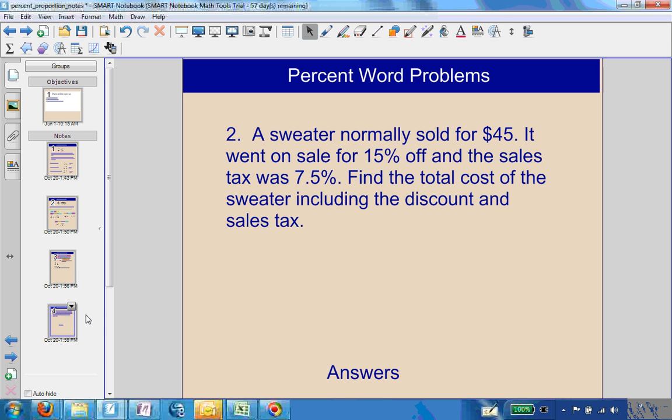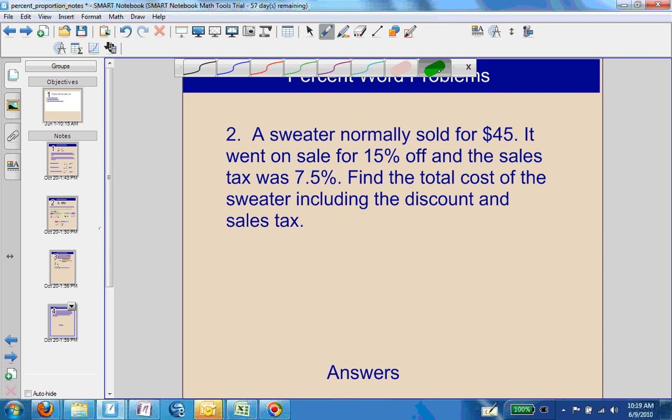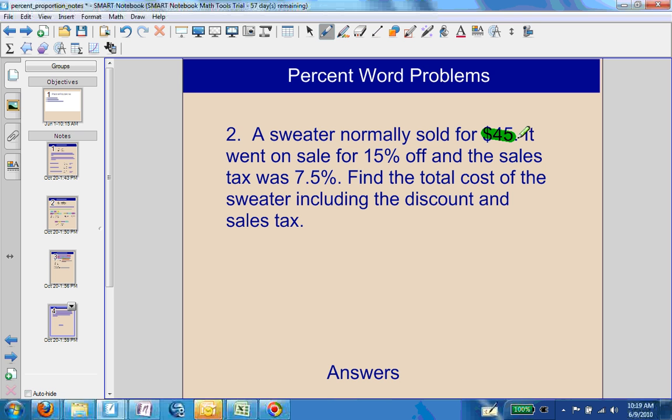Let's look at another example. A sweater is normally sold for $45. If it went on sale for 15% off and the sales tax was 7%, find the total cost of the sweater including the discount and sales tax. So this is going to take several steps. First of all, you need to notice that this is your total amount. We have a percent to work with. We actually have 2% to work with, so that's going to be two different problems.